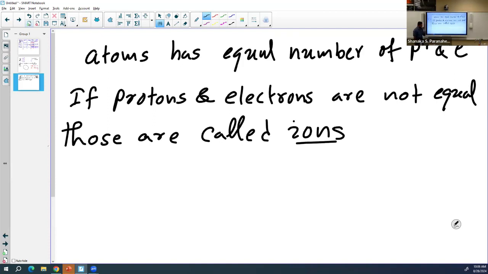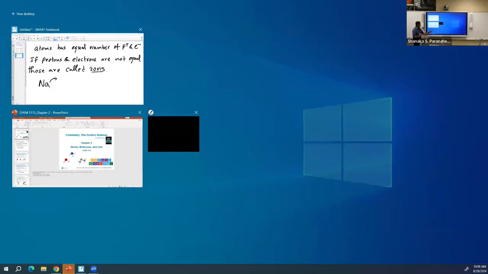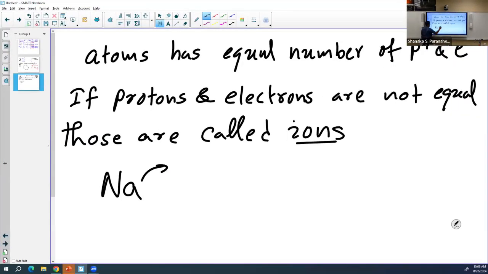That's an example. Sodium atom. How many electrons are in a sodium atom? 11, because it's a neutral atom, so it has 11 electrons and 11 protons.